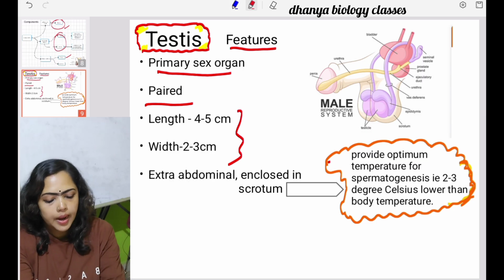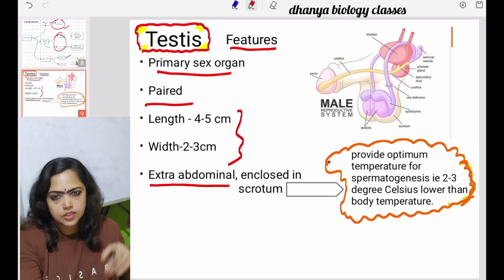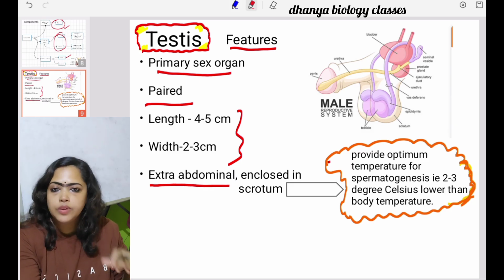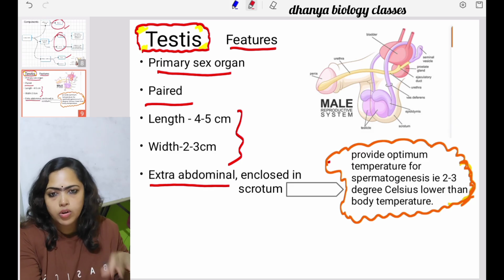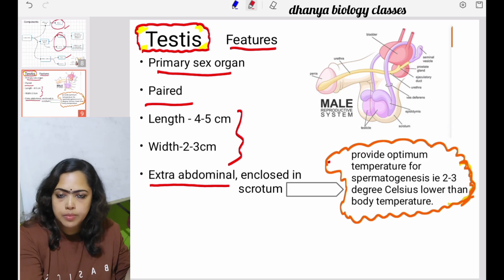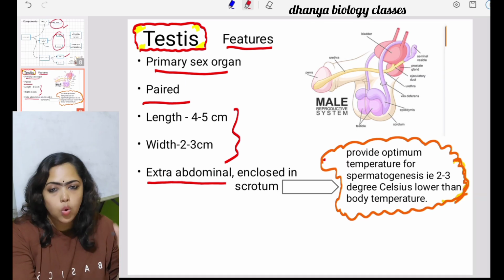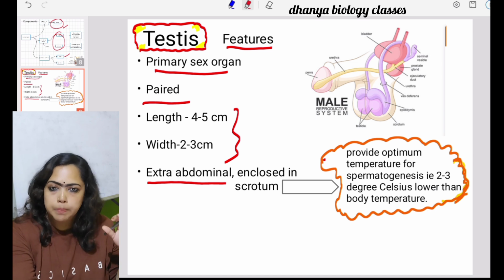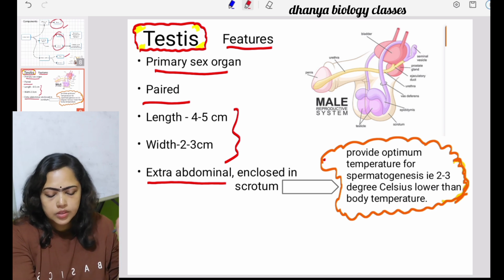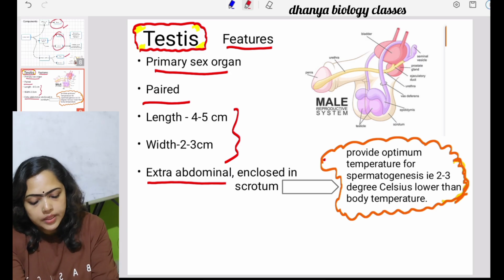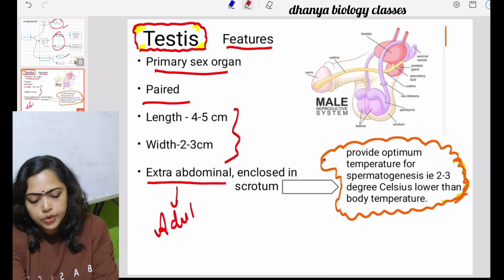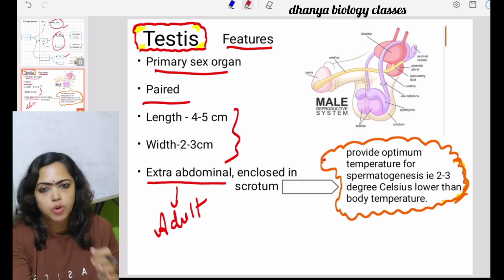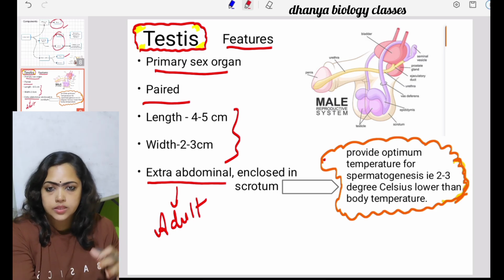And then extra abdominal. It means what? It is placed outside the body. But when we consider the egg producing organ called ovary, which is in the female reproductive system, there the ovary is inside the body of the female, while testis is placed outside the body. Okay, thus it is extra abdominal in position. But this is the case with adult. It means during embryonic stage, it is inside the body below the kidney. Okay, so this is the difference.